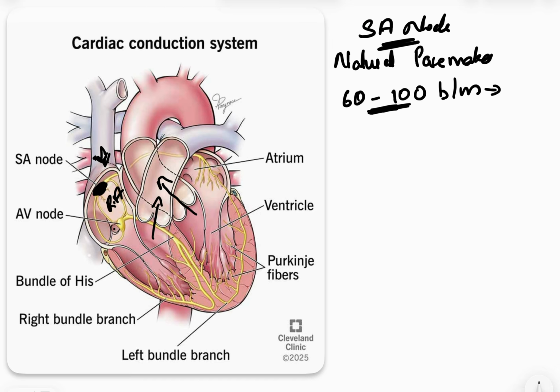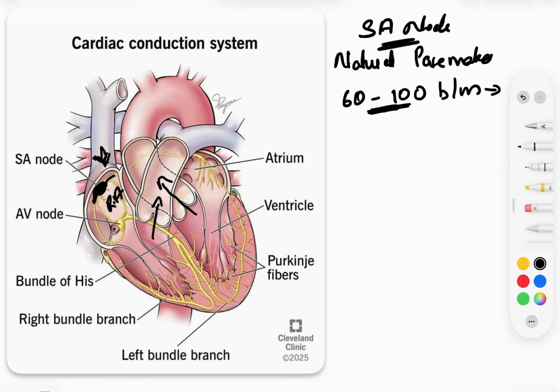So, how I learned the number of impulses produced by the SA node is the normal pulse rate of a human body, 60 to 100. Normally it comes to about 70 to 74. The range is 60 to 100, and that is the number of impulses produced by the SA node in a minute. The SA node is the natural pacemaker of our heart, and this is controlled by the sympathetic and parasympathetic nervous system. So this is the SA node.